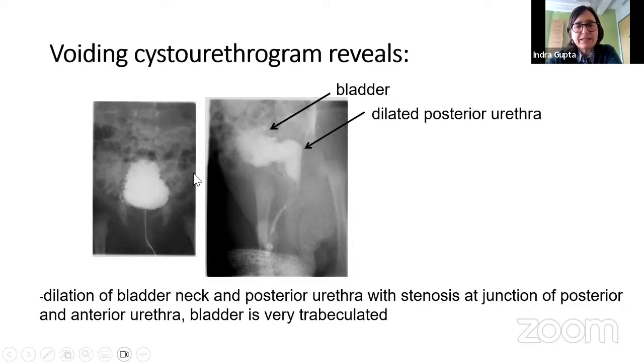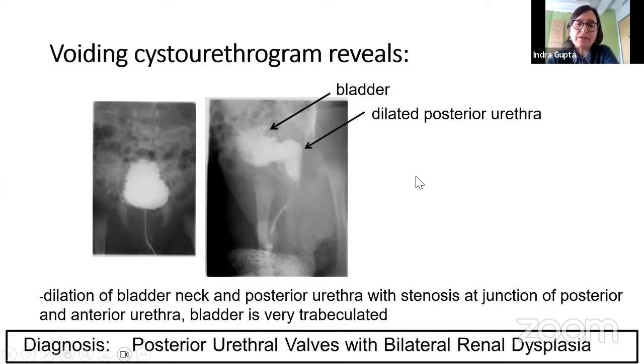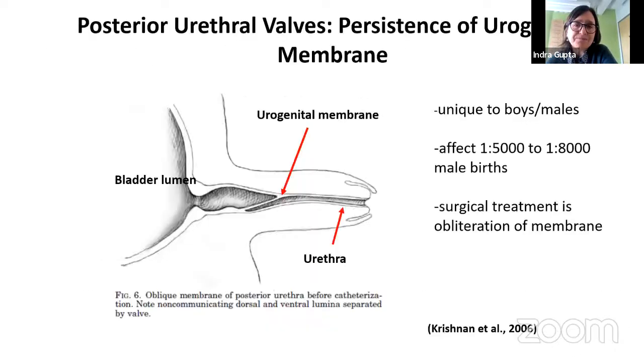So this really nails your diagnosis. And this is just the description: dilation of the bladder neck and posterior urethra with stenosis at the junction of the posterior and anterior urethra, with a trabeculated bladder. So this is classic posterior urethral valves with bilateral renal dysplasia. This is a pretty horrific diagnosis, because not only do you need to manage the kidney disease and the chronic kidney disease that will arise, but you also need to deal with the bladder issues, which aren't trivial.